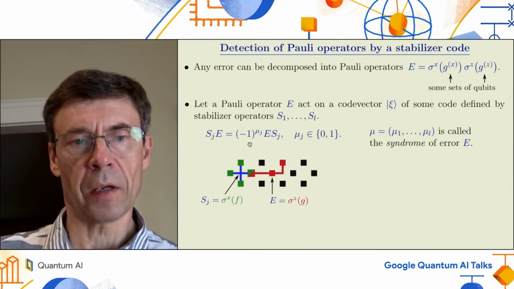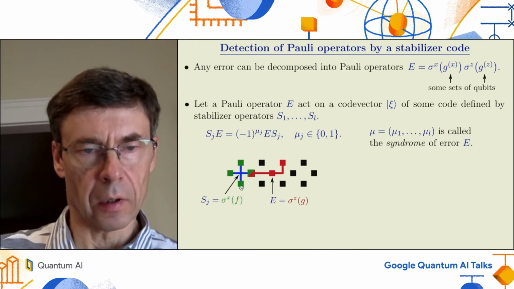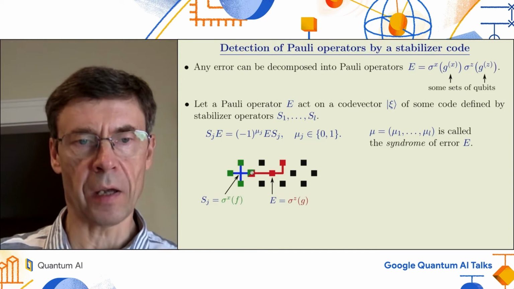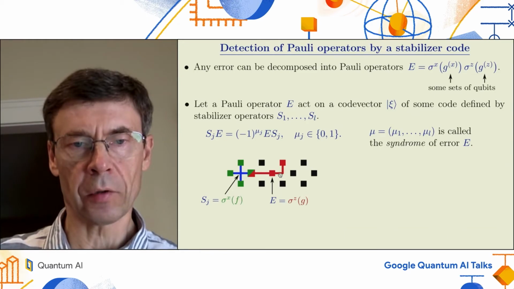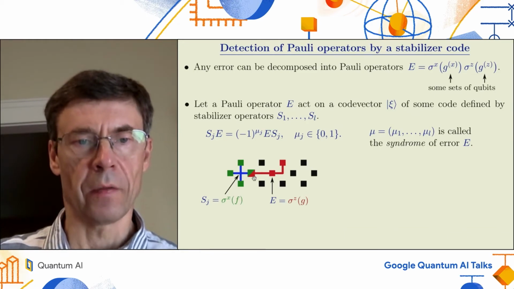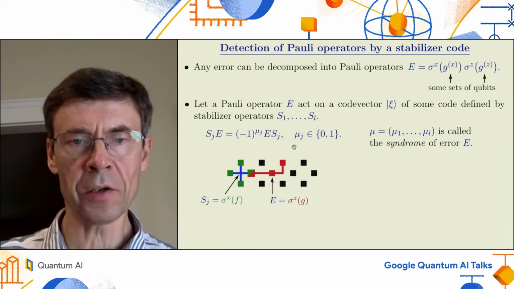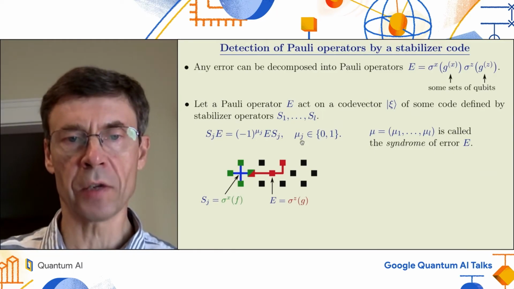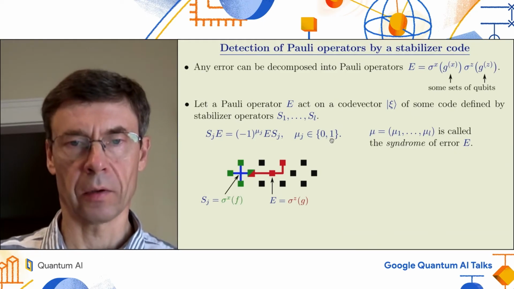Two Pauli operators may commute or anti-commute. In this picture, S is of X type. It's the product of sigma X on the green qubits, and E is the product of sigma Z on the red qubits. There is one qubit in common, therefore the two operators anti-commute. The commutation or anti-commutation is indicated by a syndrome bit, mu sub j. If it's 0, they commute. If it's 1, they anti-commute.